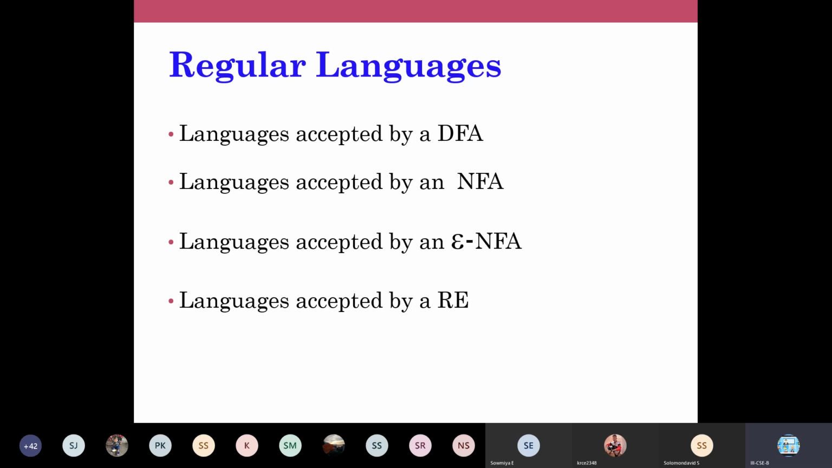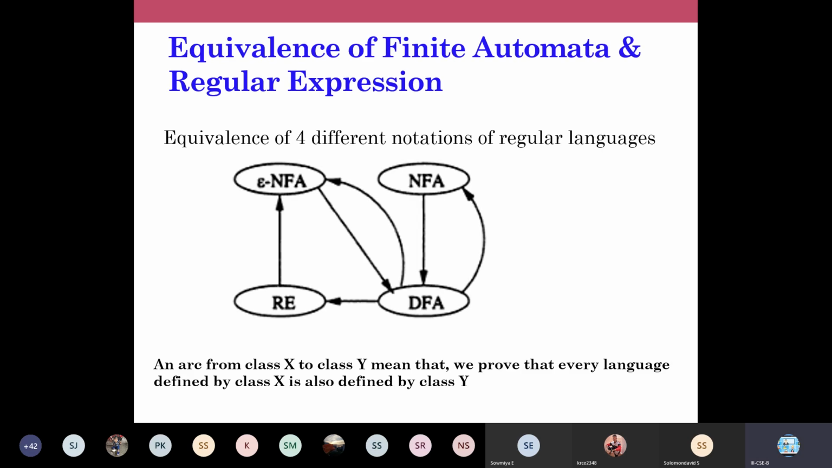We will see examples of languages for which we cannot construct an automata in the later part of our unit, in the second unit itself. Now we remember this one. This is also an important university question: equivalence of finite automata and regular expression. You just draw this diagram in your notebook. This is also a very important question: equivalence of finite automata and regular expression.